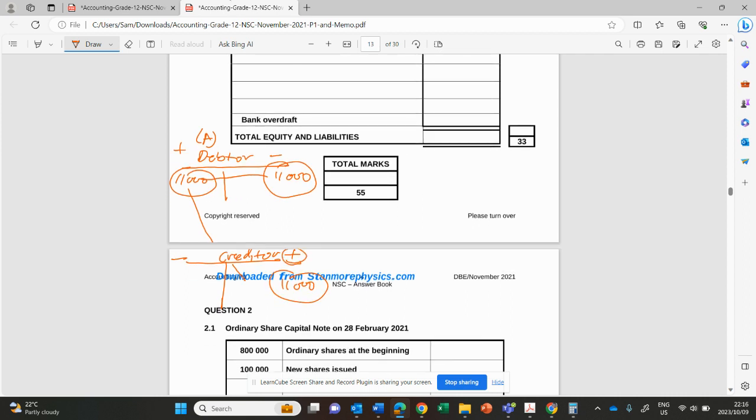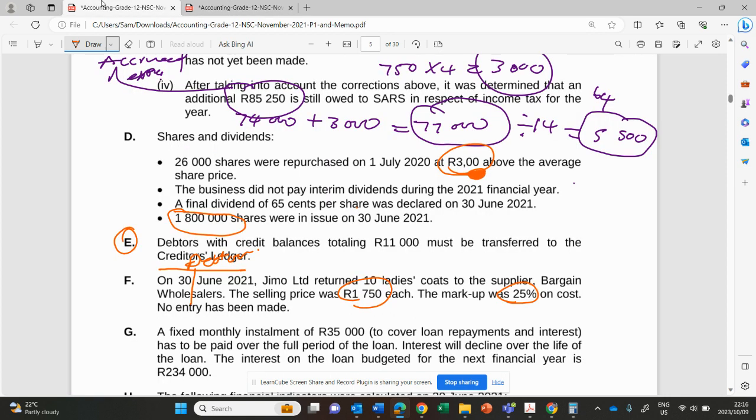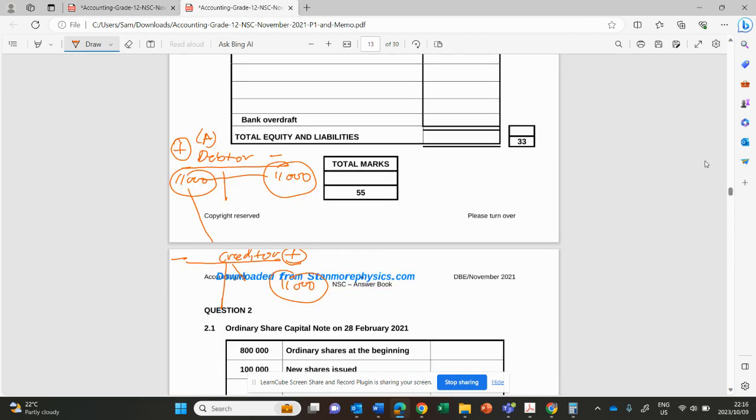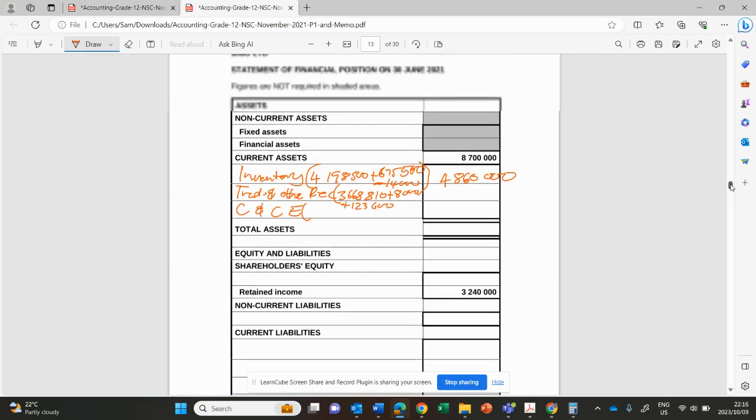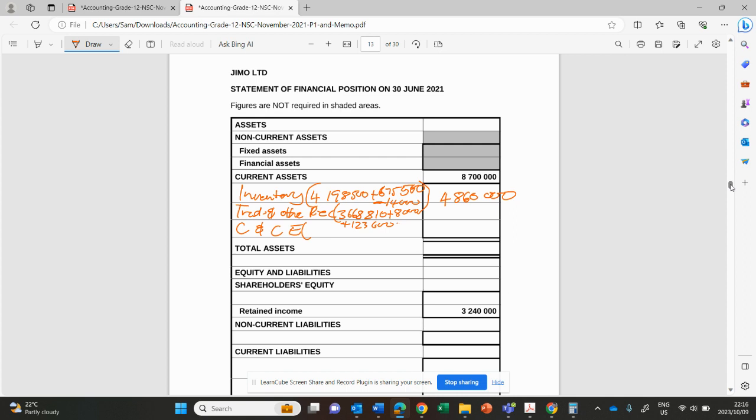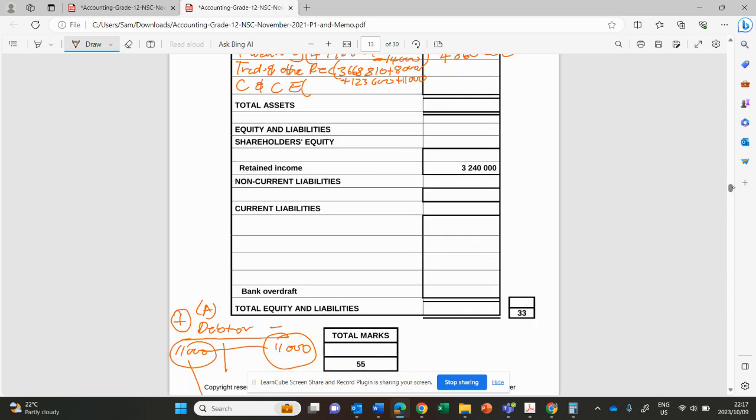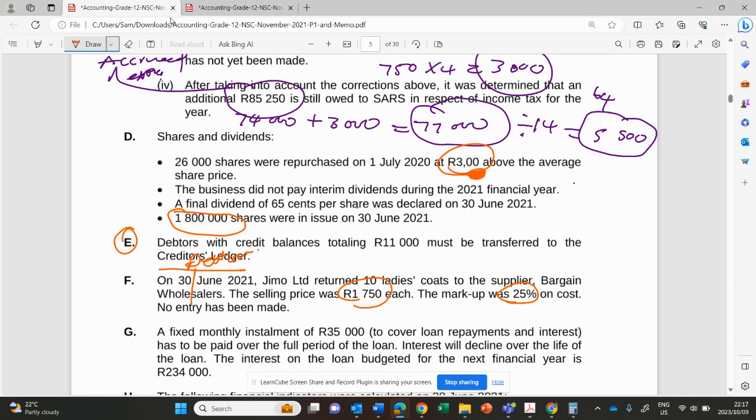What's the effect here? It's plus here, then it's plus here. So it means it's going to be a plus under the note, both sides. So it will be plus 11,000. Then also under the trade payables, it will be 11,000 positive. So now I think all is done under the trade and other receivables.